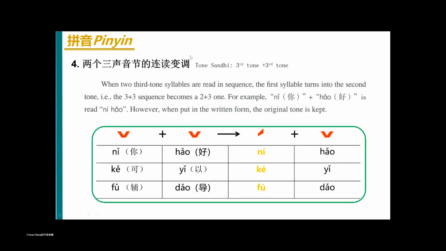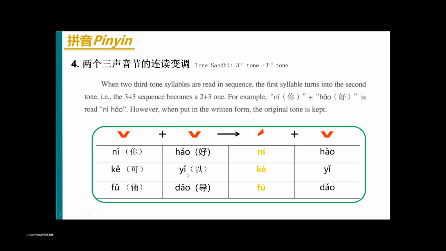And for tone, here we have a special occasion as well, just like ü in the finals. When two third tone syllables are read in sequence, just like this, you see in a word we have two third tones used here, then the first syllable turns into the second tone. Like this. The first one turns into the second tone. So we can try the second word here first.